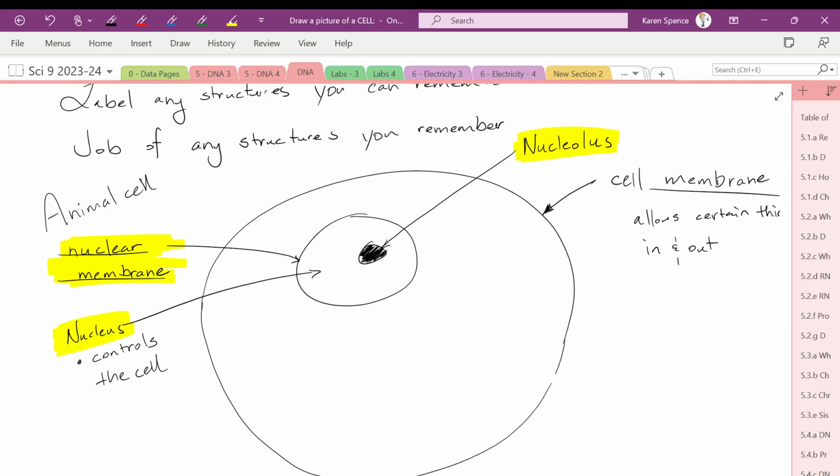All right, so we've drawn three circles. We'll come back to what the job of the nucleolus is later. Can anyone else think of another structure that's in there? Anne? The cytoplasm? We have the cytoplasm. Yes, where is the cytoplasm? Everywhere. Everywhere that's not the nucleus, basically, is the cytoplasm.